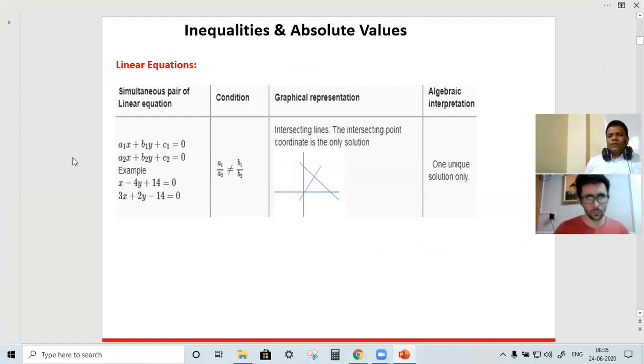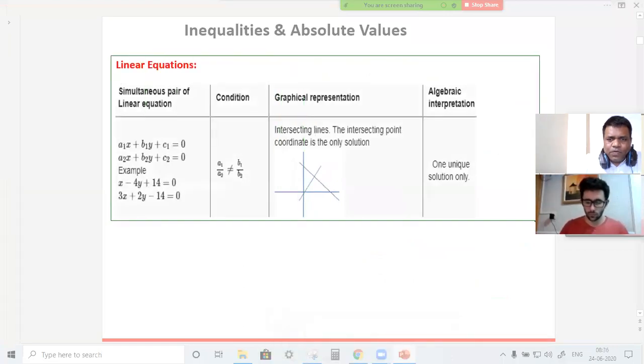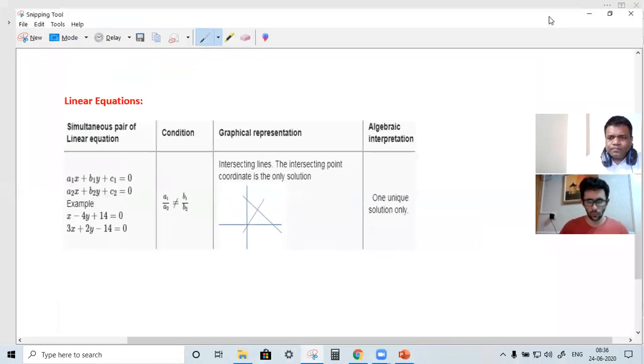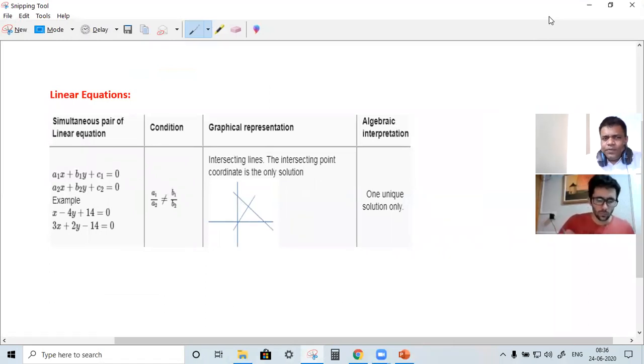Now we are going for the linear equation. This is also a very important concept. First of all, what is a linear equation? We can write a one-line definition for the linear equation: an equation in which the highest power of the variable is 1 is called a linear equation.